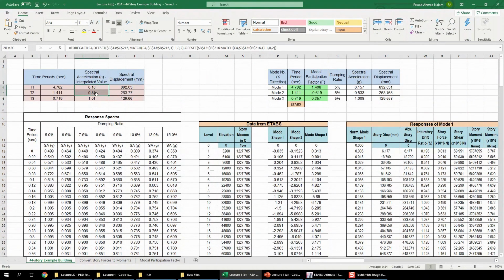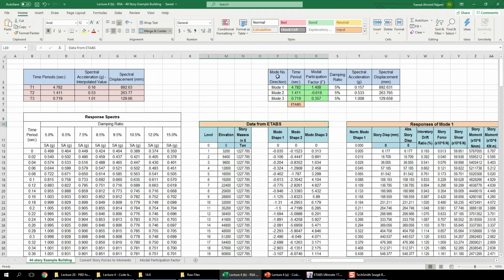So the spectral acceleration value I have picked for all of these three time periods, the first three modes, and I have also converted that into spectral displacement, because spectral acceleration can be converted into spectral displacement by using omega square. So if the time period is available, you can convert it into omega for that particular mode, and you can convert the spectral acceleration into spectral displacement. So this is the data which I have obtained from ETABS to be used for my manual calculations.